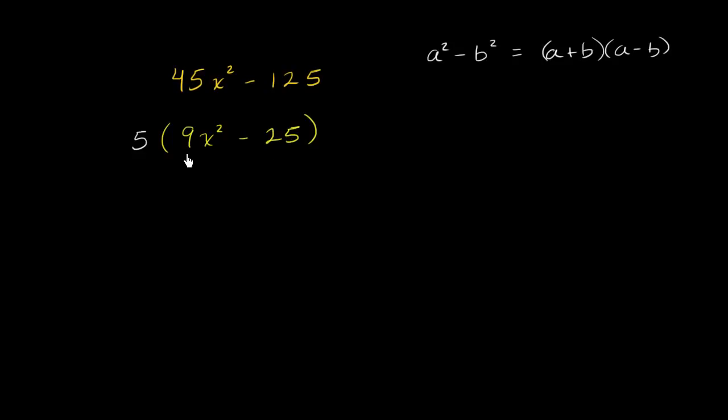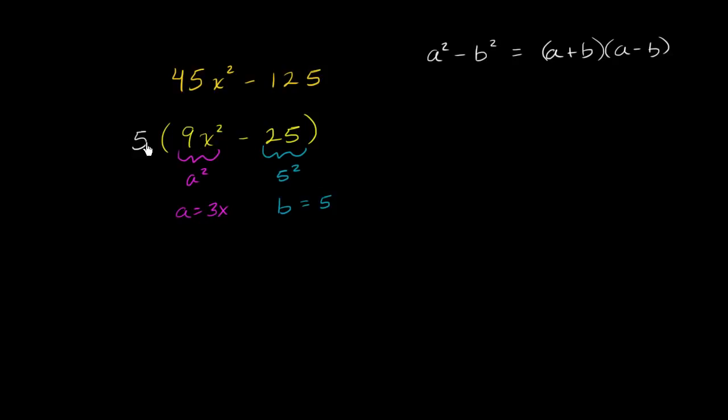Now this is interesting. 9x squared, that's a perfect square. If we call this a squared, then that tells us that a would be equal to 3x. 3x, the whole thing squared, is 9x squared. Similarly, 25 is clearly just 5 squared. So in this case, if we're looking at this template, b would be equal to 5. So now this is a difference of squares, and we can factor it completely.